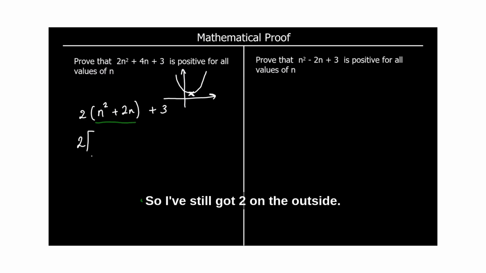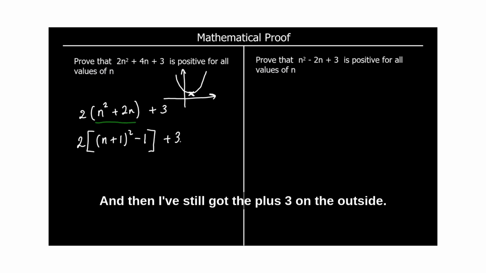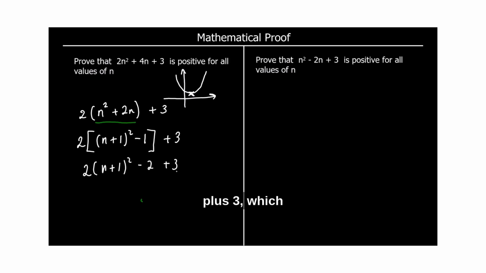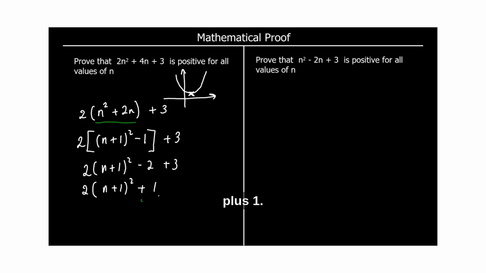So I've still got 2 on the outside. I'm going to do a big bracket. And then n squared plus 2n is the same as n plus 1 squared, halving the 2, take away 1 squared, which is 1. And then I've still got the plus 3 on the outside. So n plus 1 squared minus 1 is the same as n squared plus 2n. Now I'm going to expand my big bracket. So I've got 2 times n plus 1 squared minus 2 and plus 3, which is the same as 2 times n plus 1 squared plus 1.